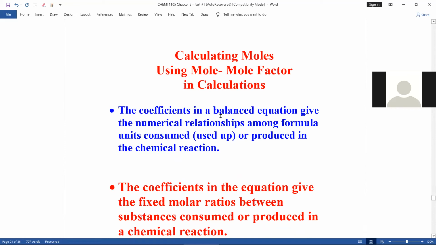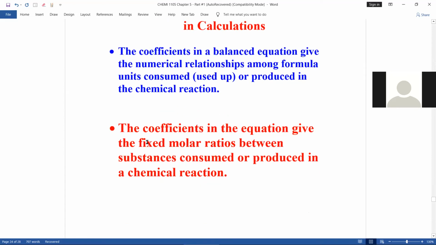The coefficients in a balanced chemical equation give the numerical relationship among formula units used up or produced in a chemical equation. A better way of saying that is, the coefficients in a balanced chemical equation give the fixed molar ratios between substances consumed, the reactants, and or produced, the products, in a chemical reaction. What does that mean? Why is this so powerful? Well, let's find out.